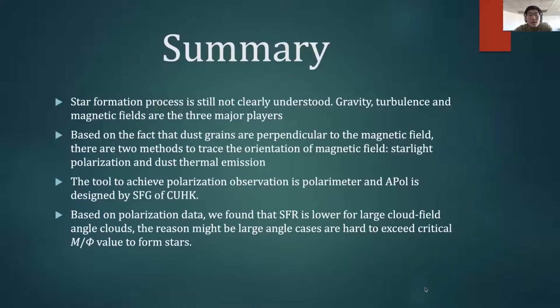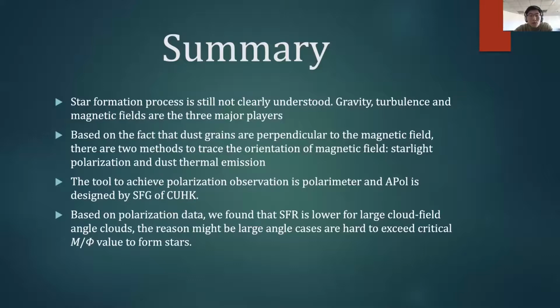And here is the summary of my talk. The star formation process is still not clearly understood. Gravity, turbulence, and magnetic fields are the three major players. And based on the fact that dust grains are perpendicular to the magnetic field, there are two methods to trace the orientation of the magnetic field: starlight polarization and dust thermal emission.